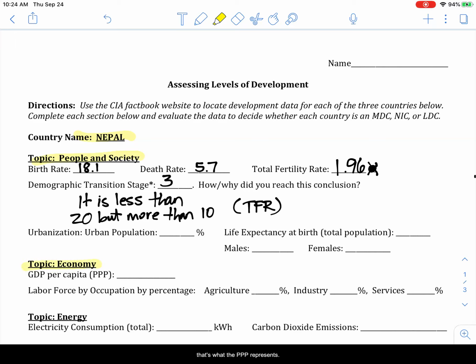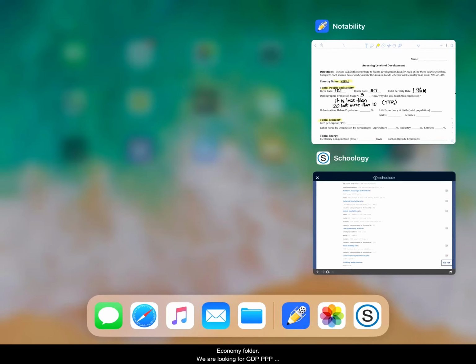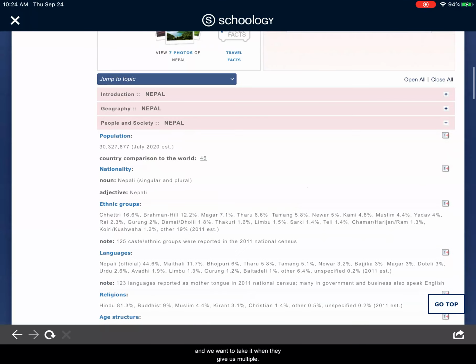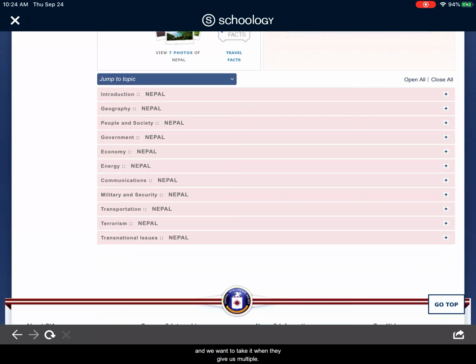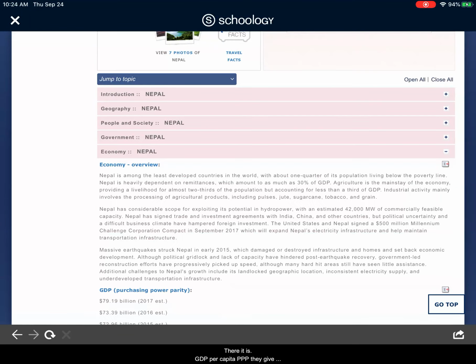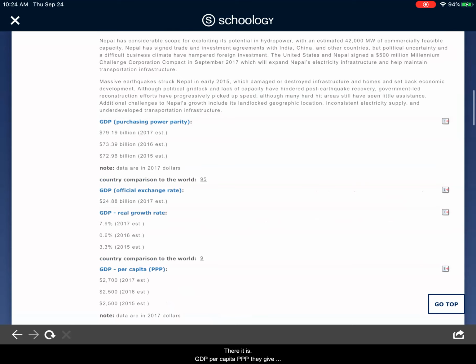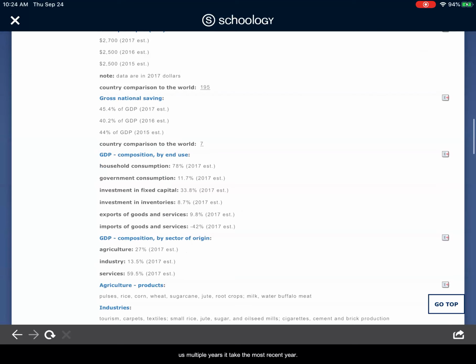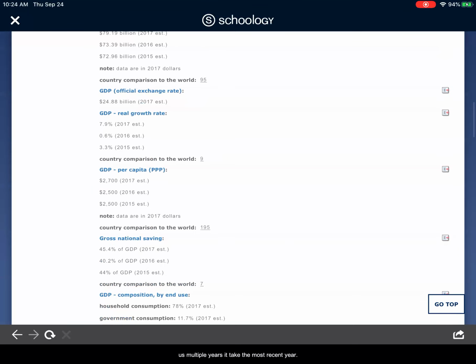Now we need to go into the economy tab for Nepal and look up the GDP per capita purchasing power parity. That's what the PPP represents. So get out of the People and Society folder and go into the economy folder. We are looking for GDP PPP, and there it is, GDP per capita, PPP. Then they give us multiple years. Let's take the most recent year.